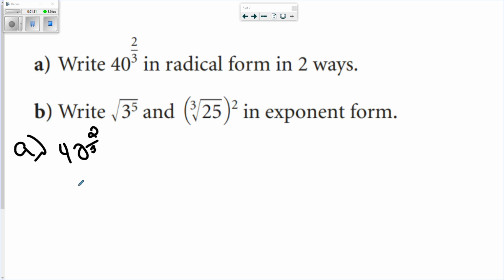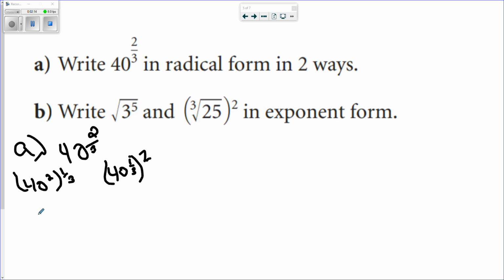So we could rewrite that as 40 squared to the 1/3, right? Because 2 times 1/3 is 2/3, remembering our rules for exponents and all of that from grade 9. Or we could rewrite 40 to the 2/3 power as 40 to the 1/3, squared, right? These are the same thing, just in a different order.